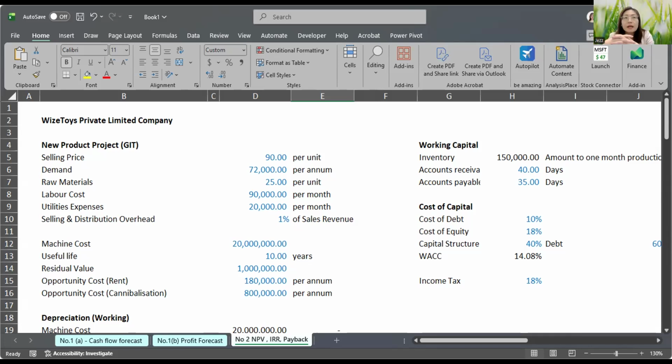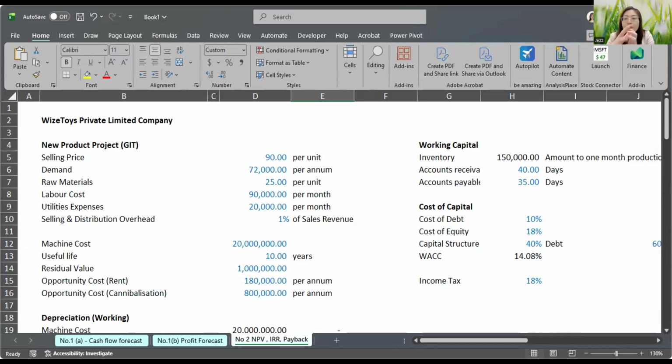To interpret it, if it's a positive net present value, the investment is expected to generate more value than its cost. If it's negative, the investment will likely destroy value. If it says zero net present value, it breaks even, no gain or no loss.